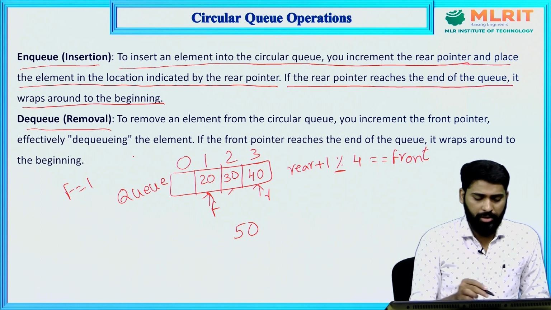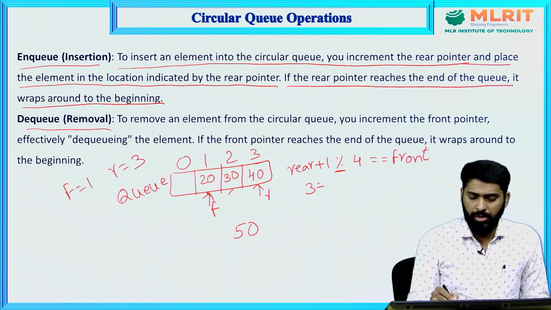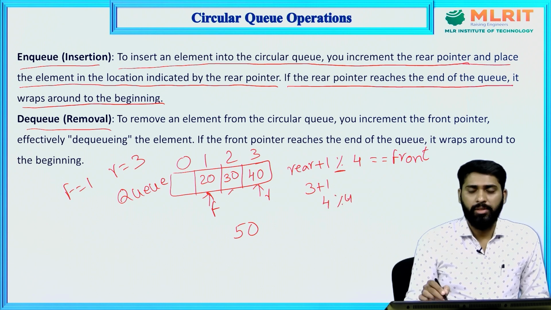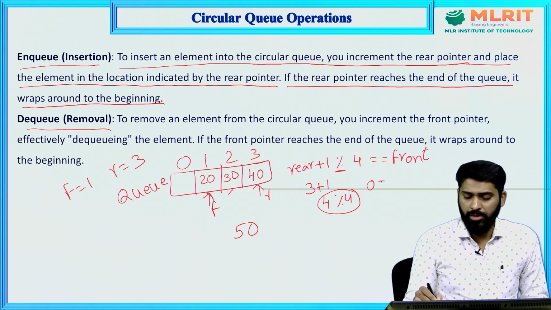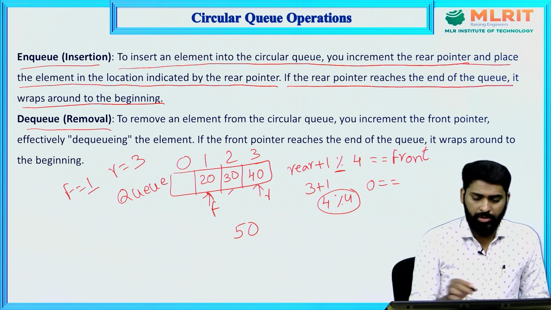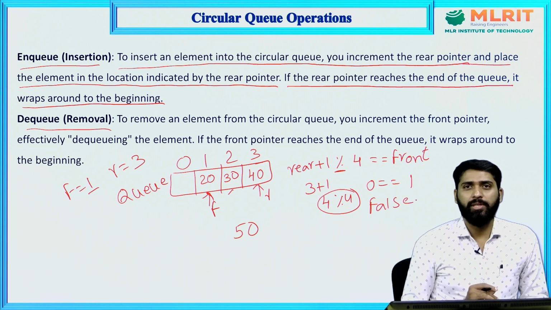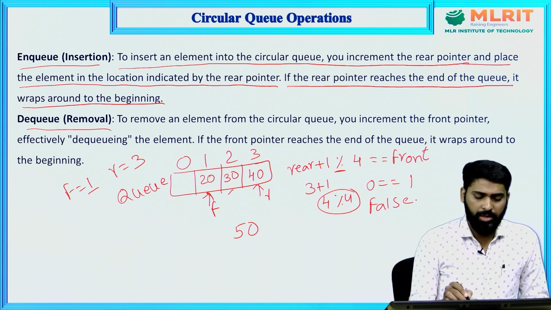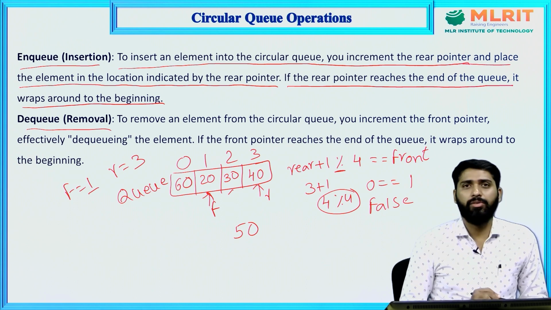So what is the rear value? Rear value is 3. Now 3 plus 1, 4. So 4 percentage 4. This modulus operator returns the remainder. 4 percentage 4, remainder is 0. 0 equals what is the front value? 1. It is false. So there is an empty space. So now we are going to increment the rear value and here I am going to insert the new data.